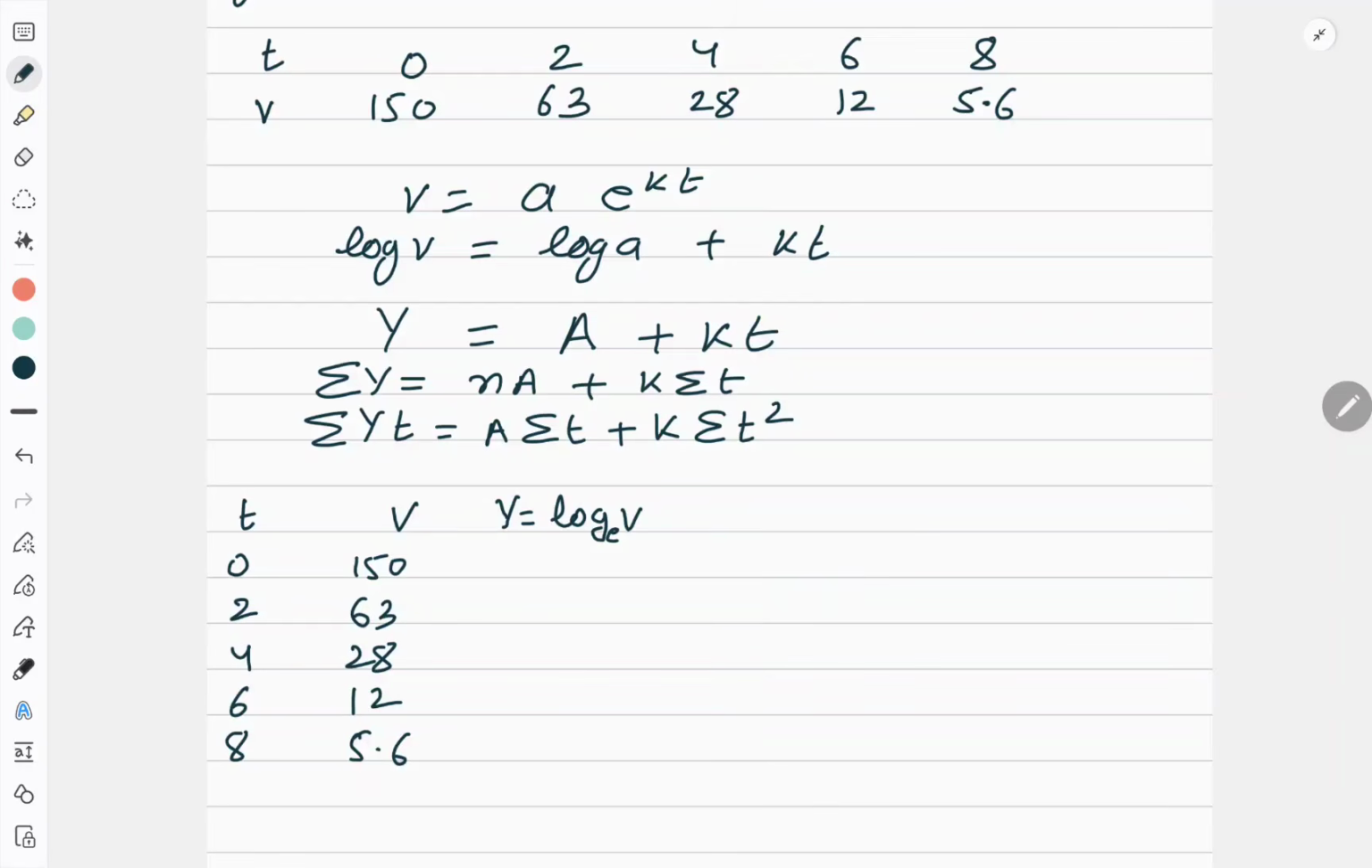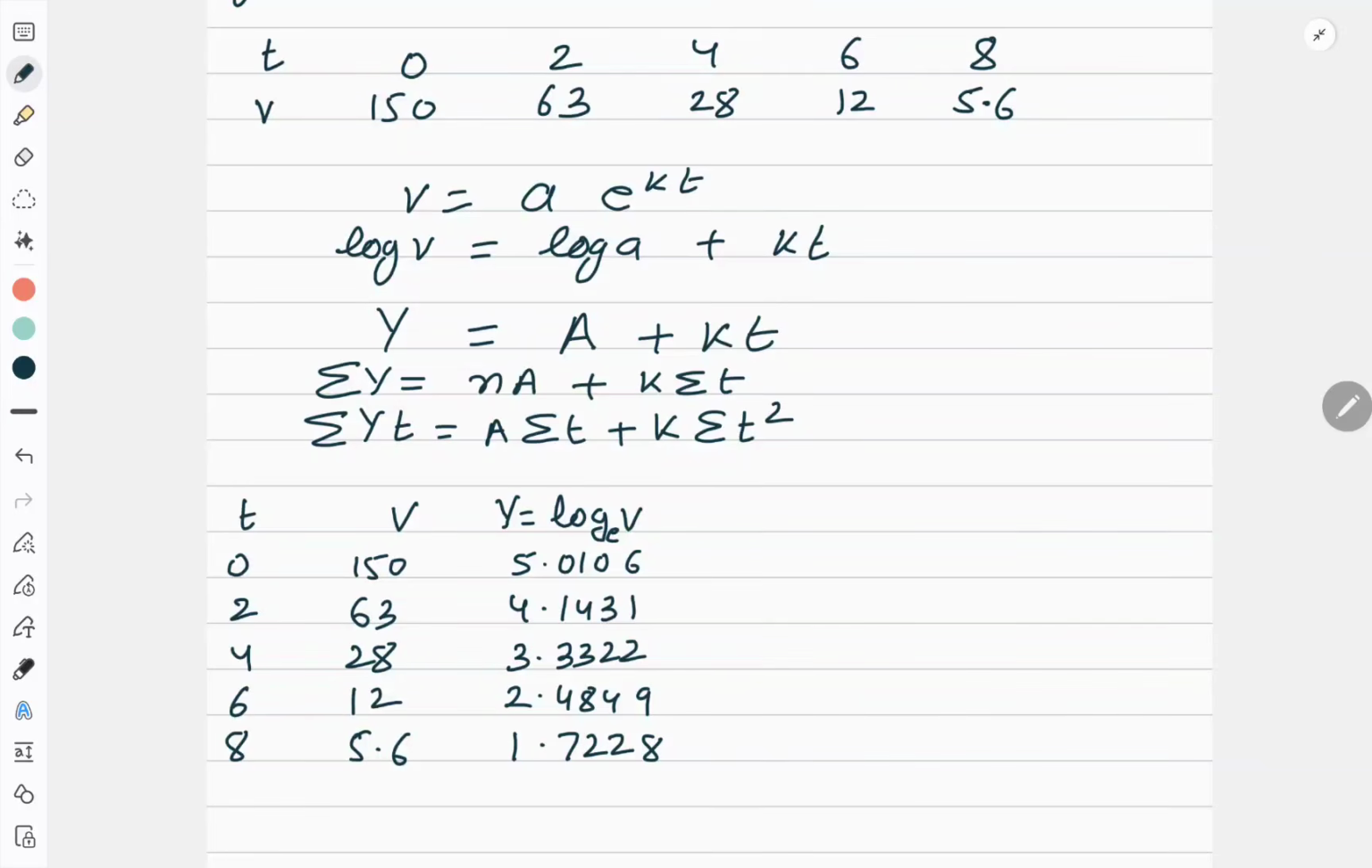So now I have to solve this question. When I am solving, my y is equal to log of V, means log of 150, which is 5.0106, 4.1431, 3.3322, 2.4849, 1.7228. Correct? So this is your y value.